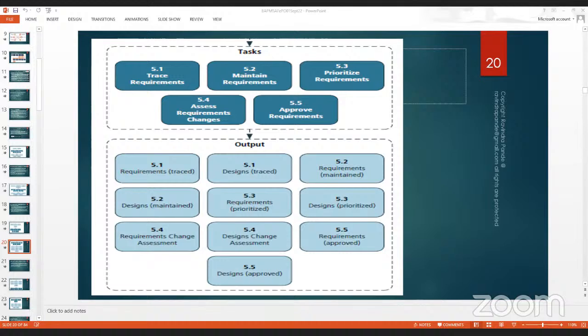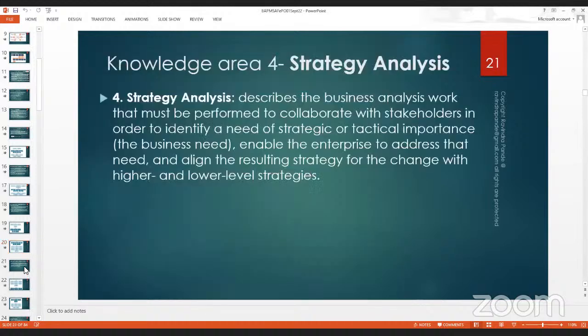Where am I? Okay, let me move to the next knowledge area. The fourth knowledge area is strategy analysis. As we discussed in our last session, there are tactics and there are strategies.